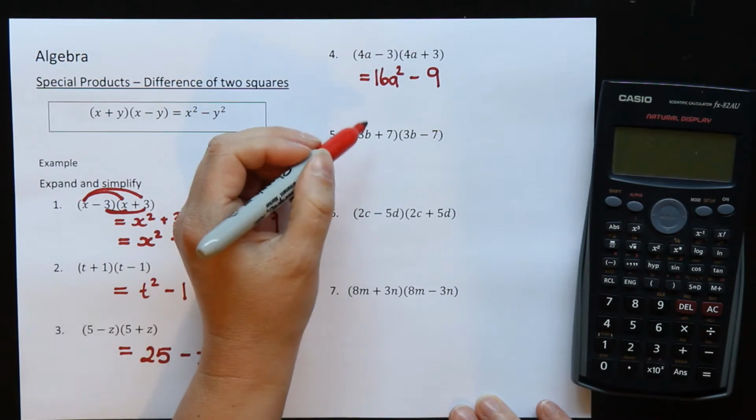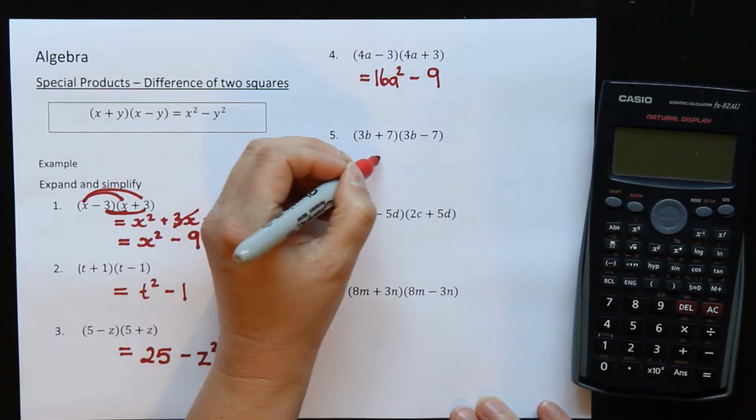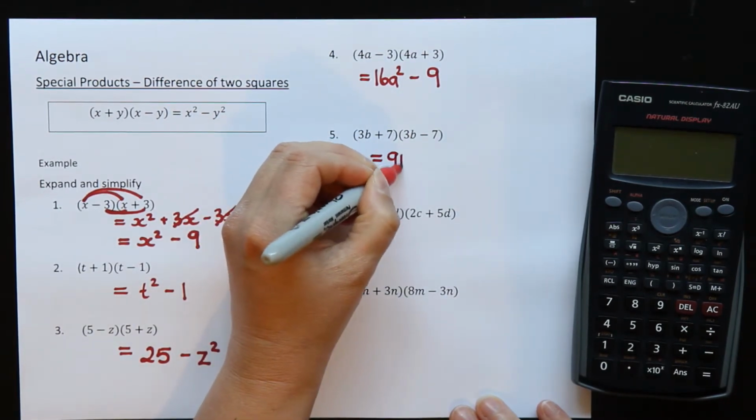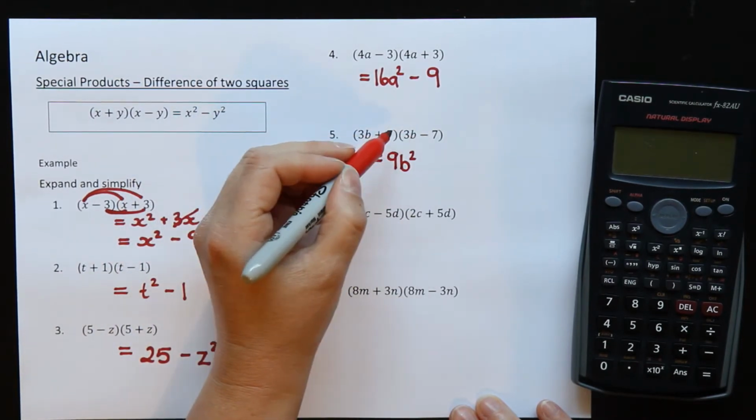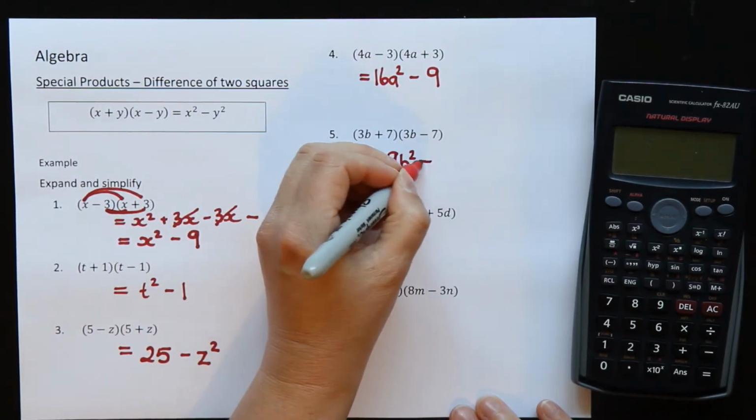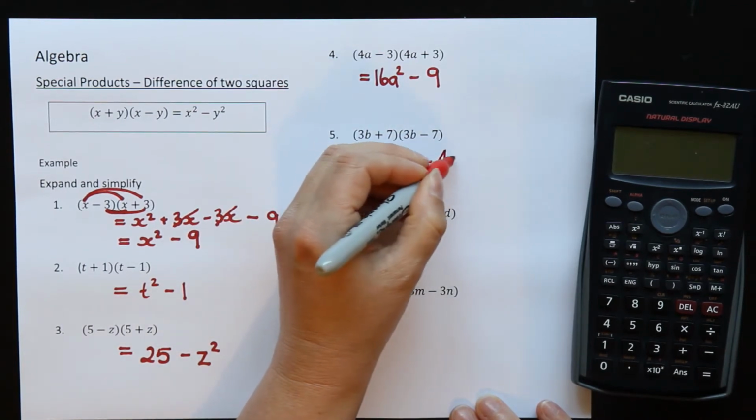Question 5. 3b times 3b is 9b squared. Then we do the last ones together. 7 times minus 7 is minus 49.